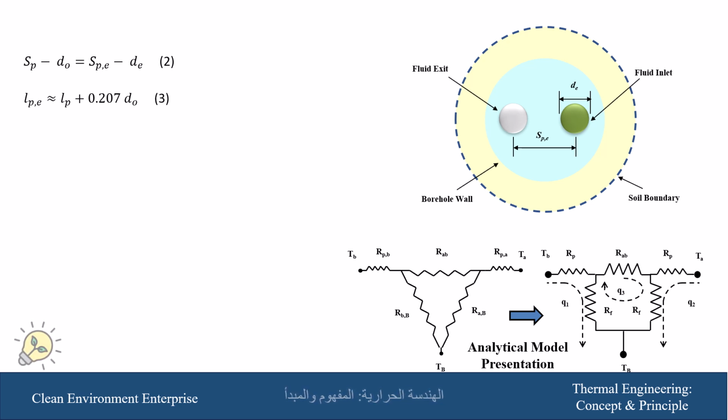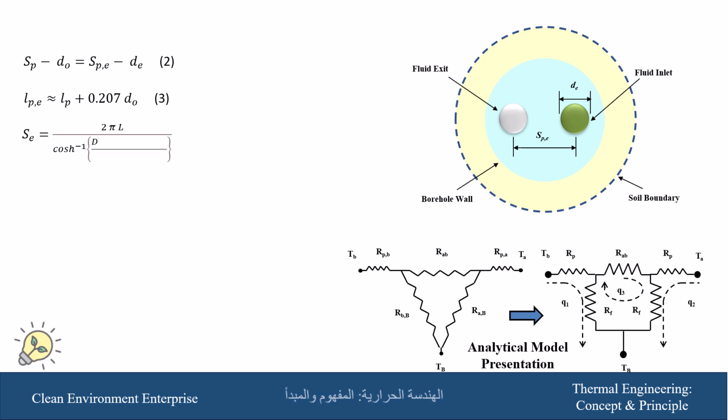Then, if we use the description of each part, we can reduce this equation to L sub Pe equal L sub P plus 0.207 times D naught, which is represented by equation 3.